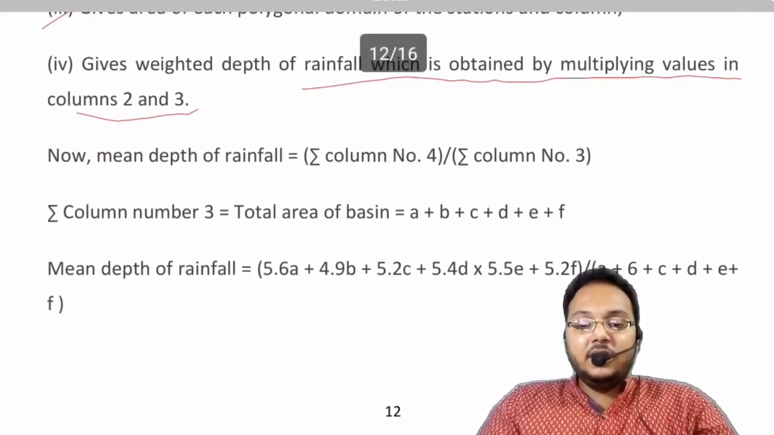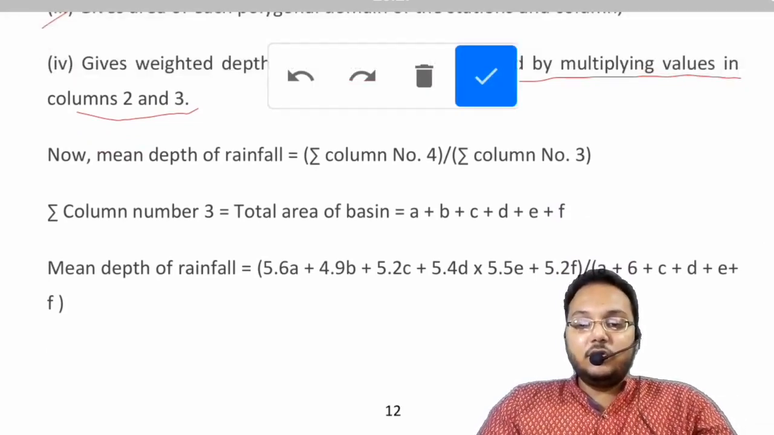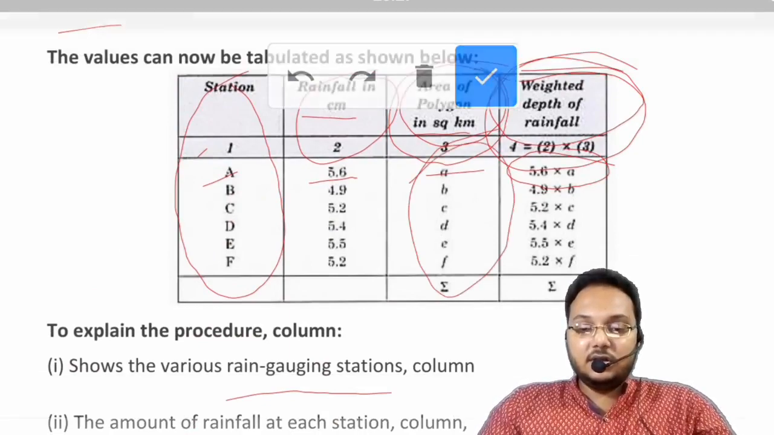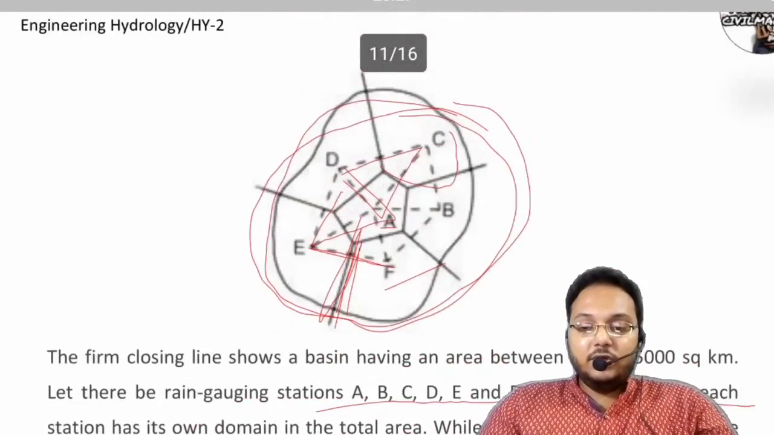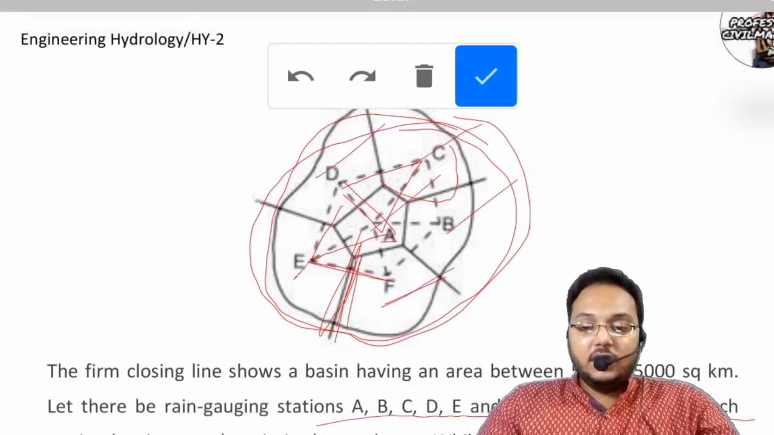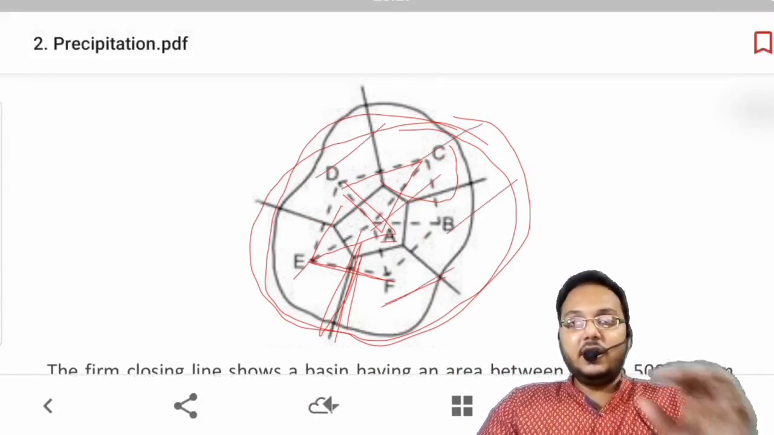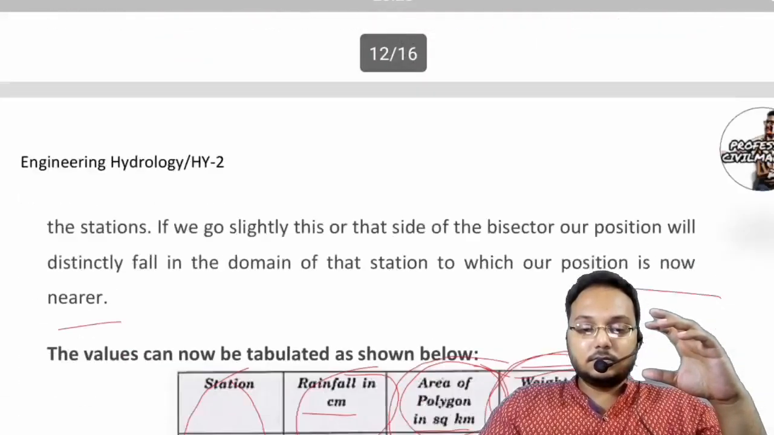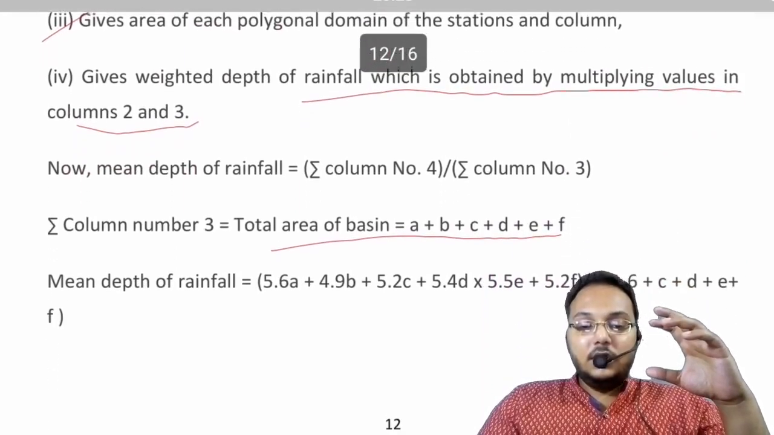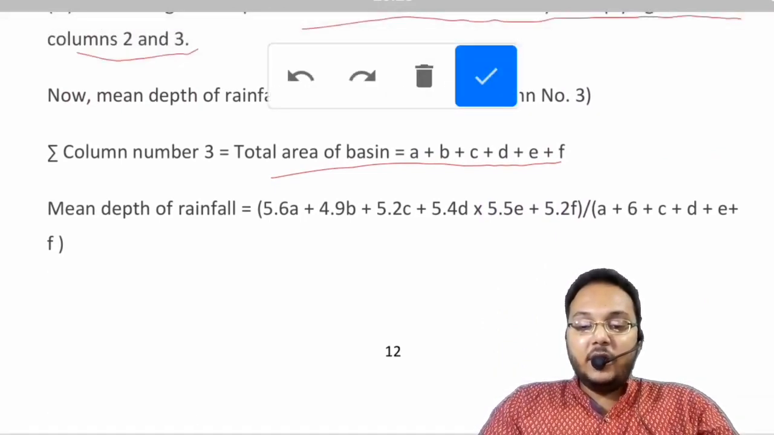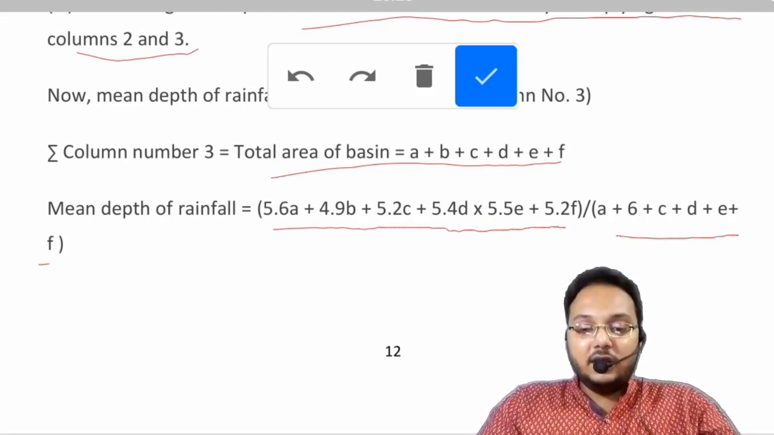The sum of column 3 will be the total area of the basin. If you just sum up this column, you can say that it is the total area of the basin. Just refer to the figure once more. If you sum the areas of these 6 polygons which we have, you get the area of the whole catchment or whole basin. The mean depth of the rainfall is given by this: you add the values of column 4 and divide by the total value of column 3.